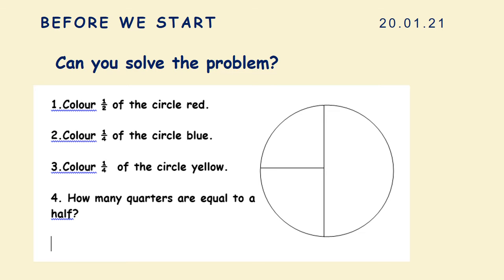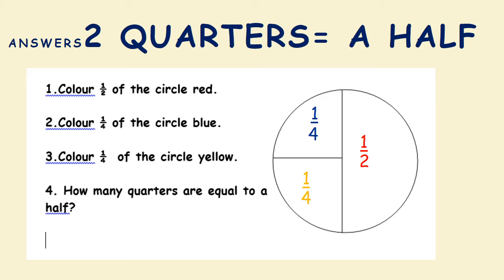Before we start, can you solve the problem? Step 1, colour half of the circle red. Step 2, colour 1/4 of the circle blue. Step 3, colour 1/4 of the circle yellow. And the question is, how many quarters are equal to a half? How did you get on? The answer is 2/4 are equal to a half.